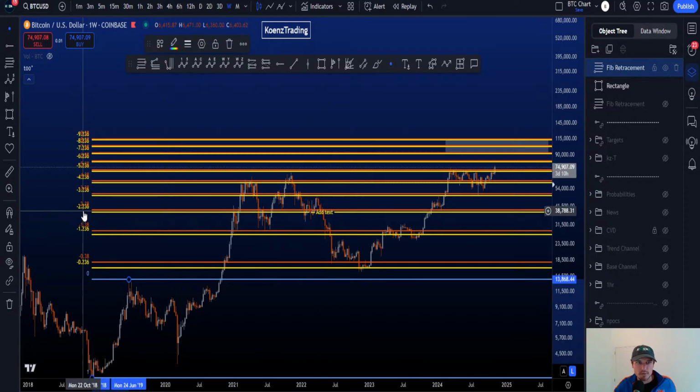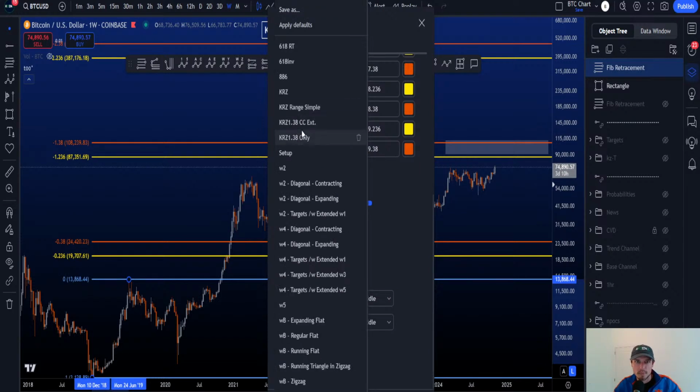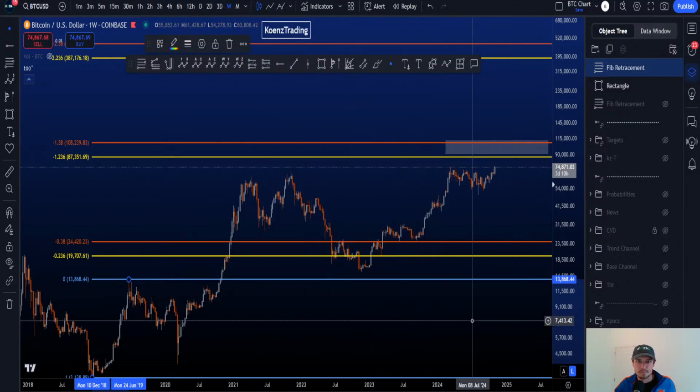Oh man, I have to save them on log. One second here. Put them on log. Middle. Put the price on. There we go.